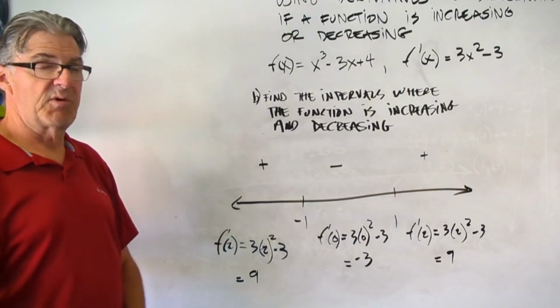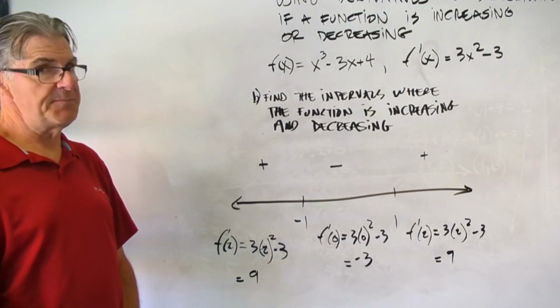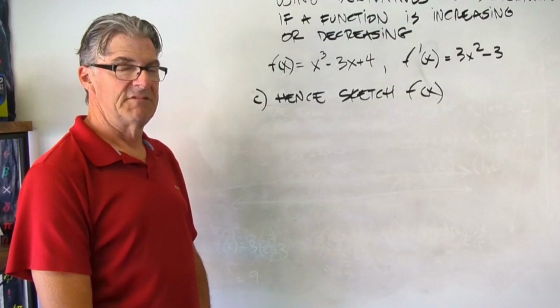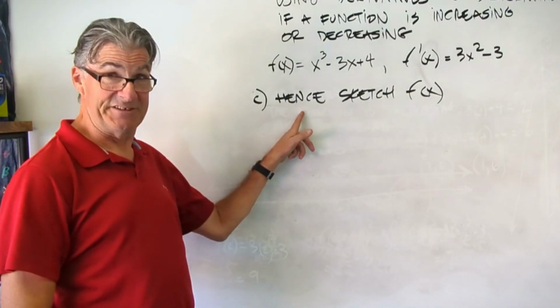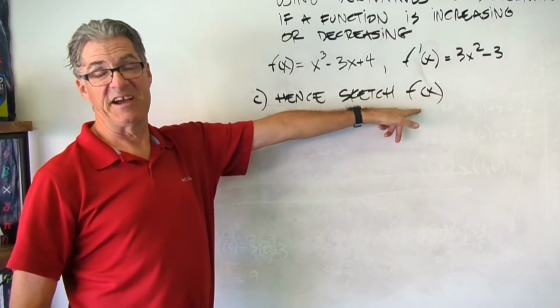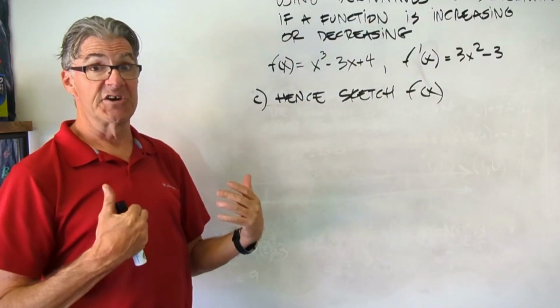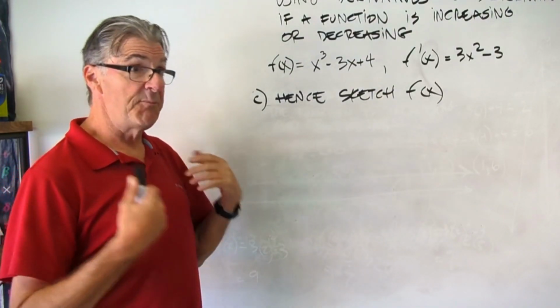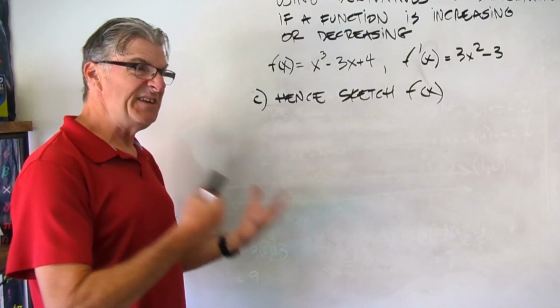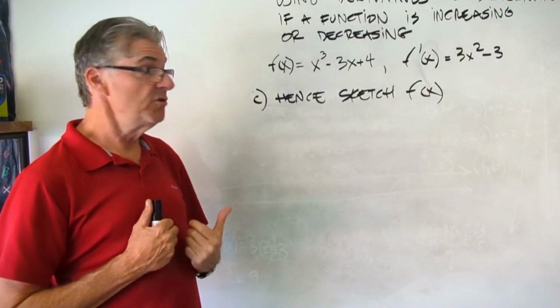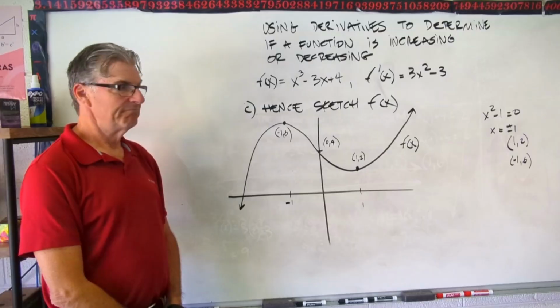Now we're going to do one last prompt here. And this is a typical IB type prompt. Here it is. Hence, sketch f of x. So you just generated a whole lot of info there for your sketch of f of x. So go ahead and pause the video and make your best sketch, the best label you can do, and put that down and then come back.